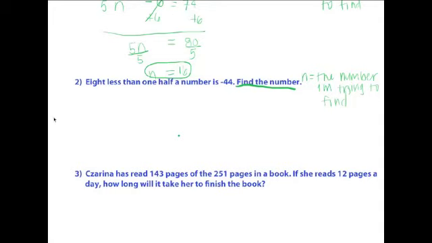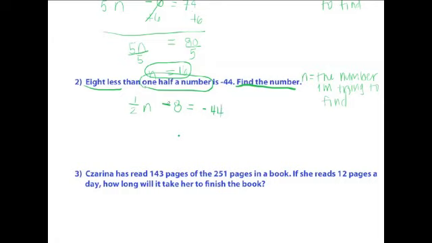Now let's try and break this down. Now the sentence. So I have 8 less. Okay, 8 less is minus 8. 8 less than 1/2 a number. So 1/2 a number would be, that is negative 44. So it looks like that.